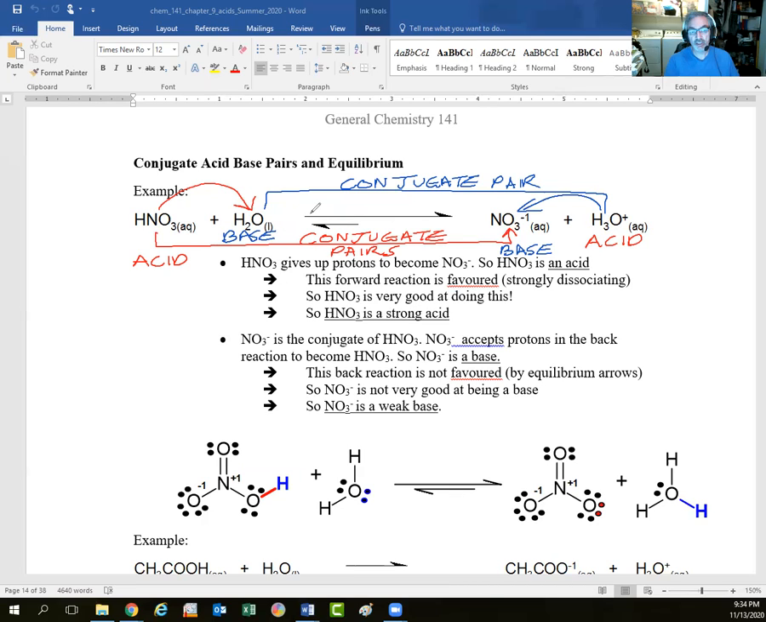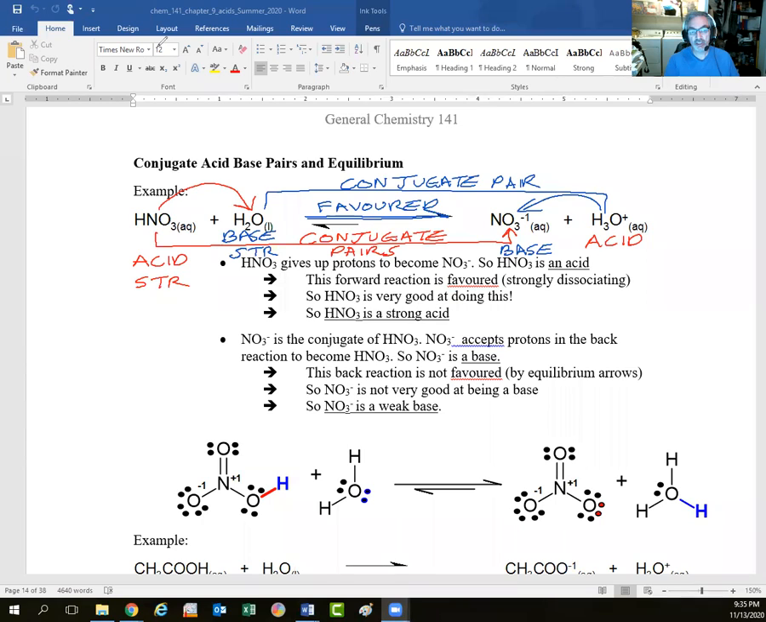And if we look at the implied position of equilibrium, with the arrow from left to the right being longer, it's telling us that the forward reaction is favoured. It's telling us that the HNO3 is very good at its job of giving away a proton. And if it's good at giving away a proton, it can therefore be termed a strong acid. Likewise with the water, it's part of that favoured forward reaction. And so if it's very good at its job of picking up protons, it's a strong base.